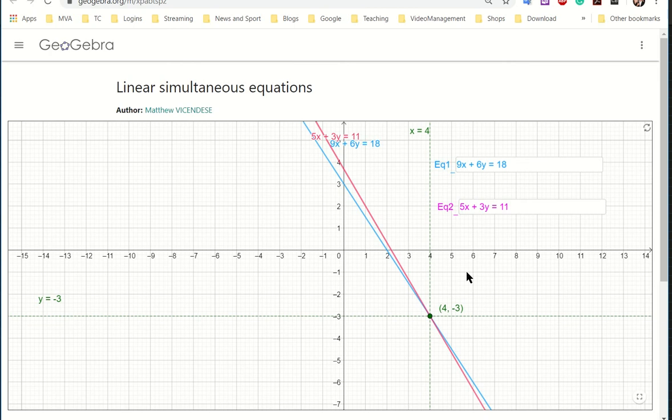Anyhow, you'll find the applet back in the OneNote, and that would be a good chance for you to visualize some of the simultaneous equations that we do. Of course, you can also use OneNote in the way that you saw me use in the last class. All right, let's go back to OneNote and wrap up this lesson.